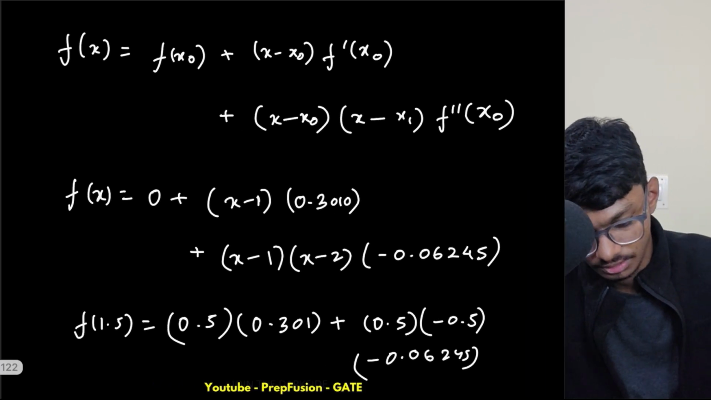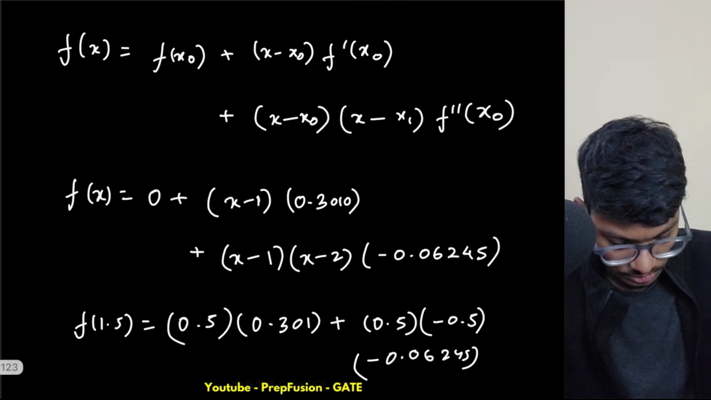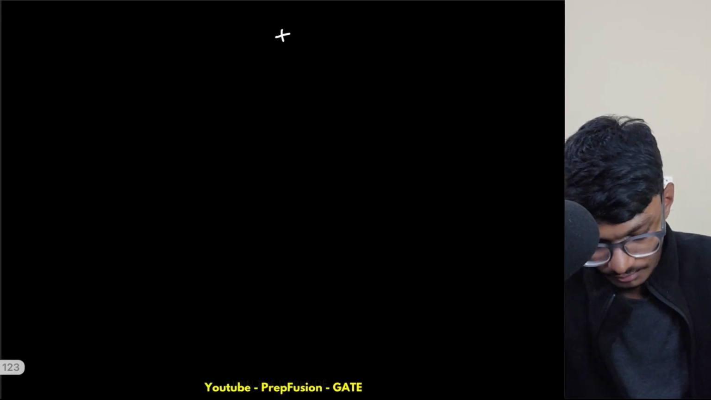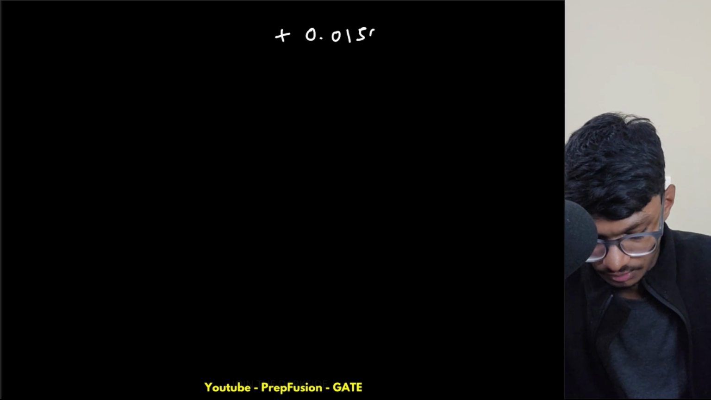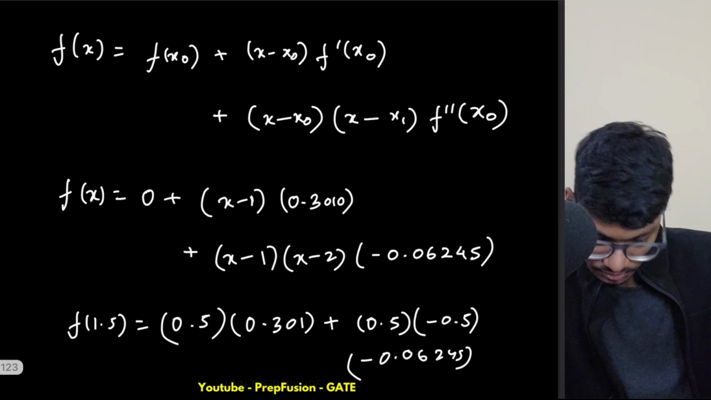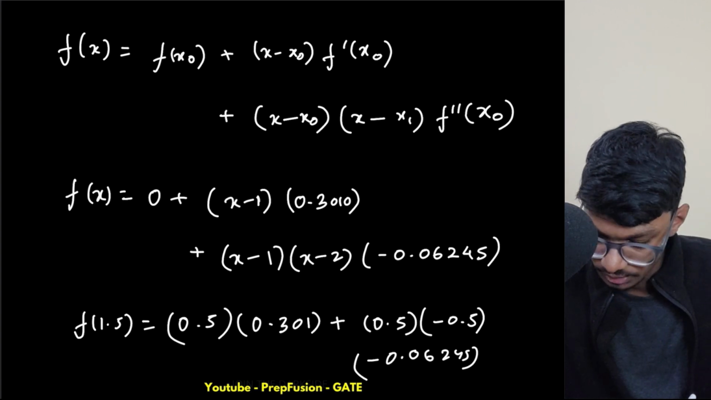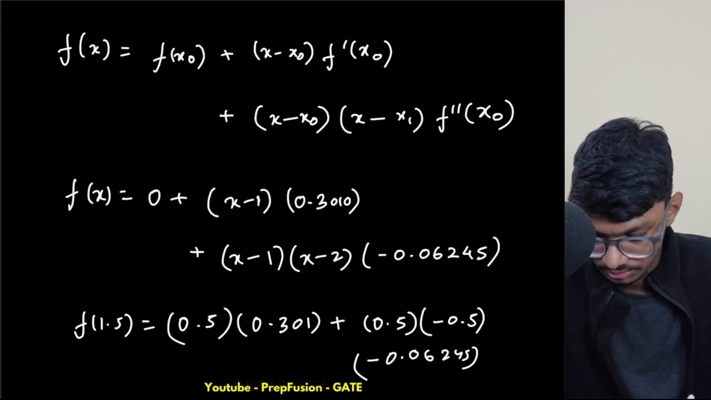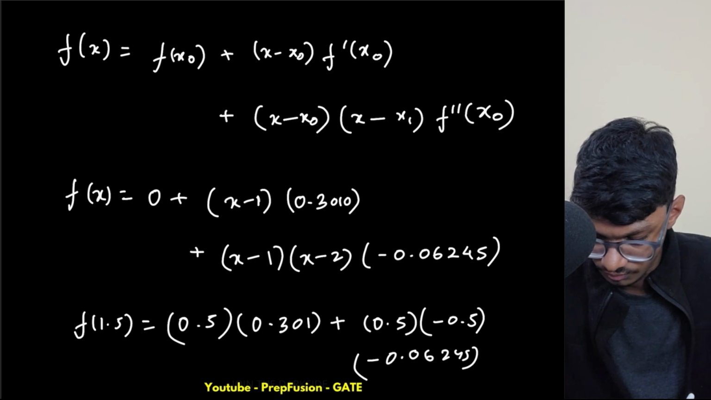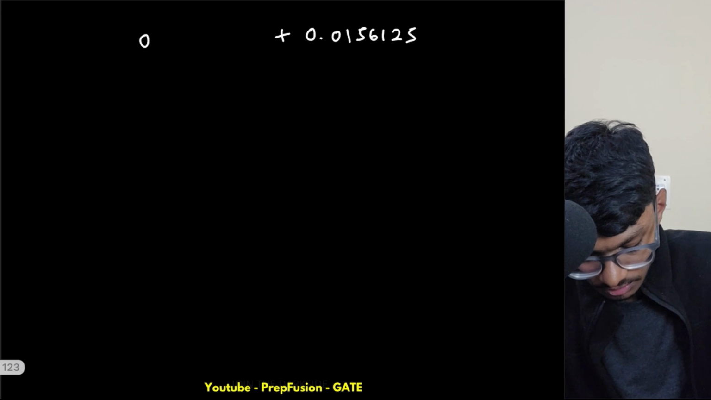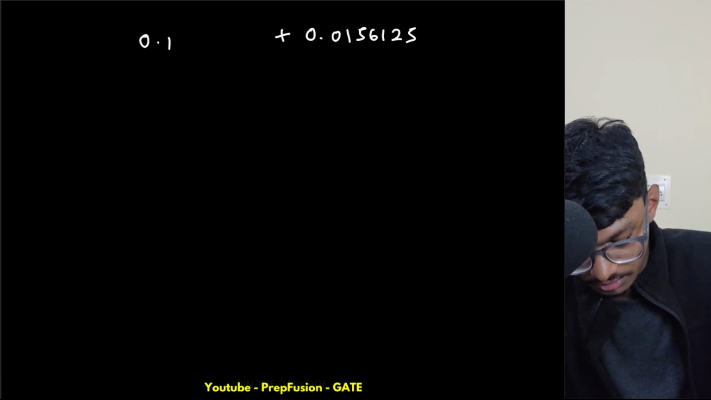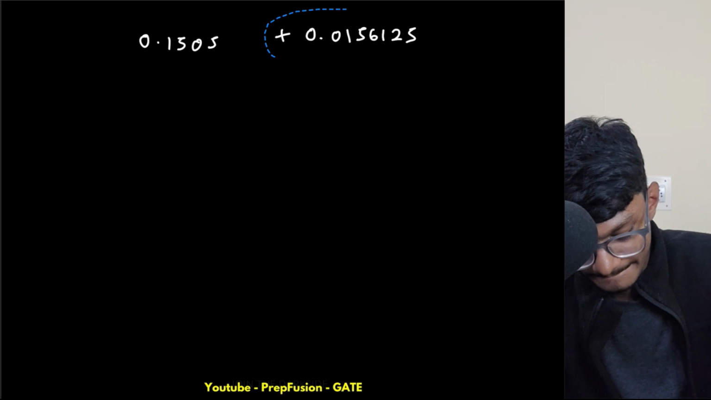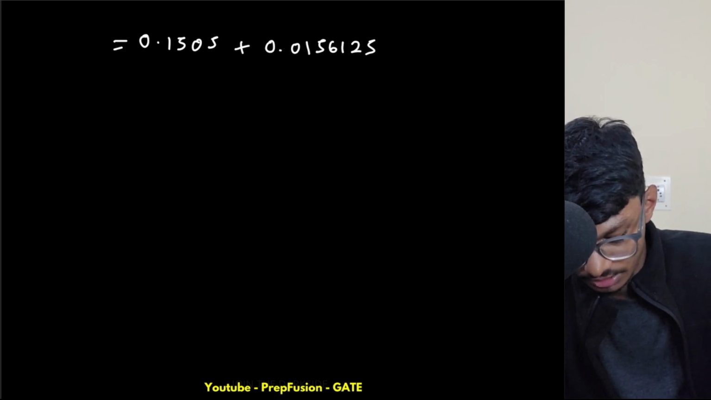So let me take another page. So this is plus 0.0156125 into 0.5 into 0.3, 0.5 into 0.301 is equal to 0.1505. So this is my f of 1.5.